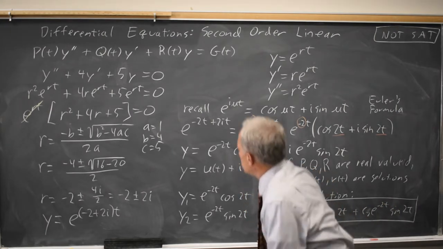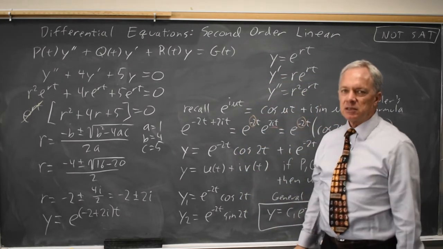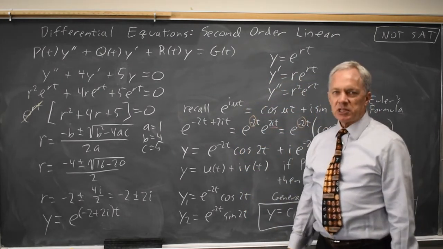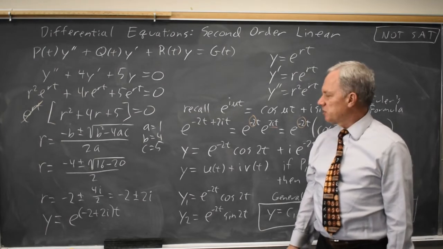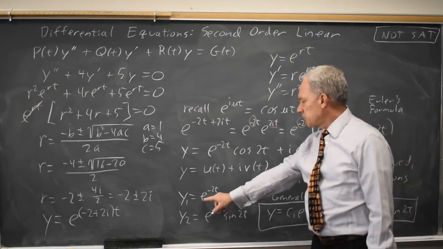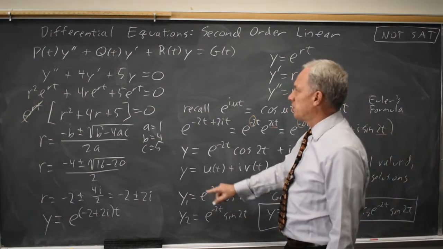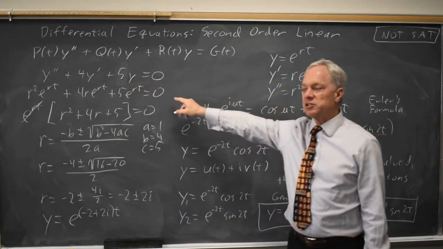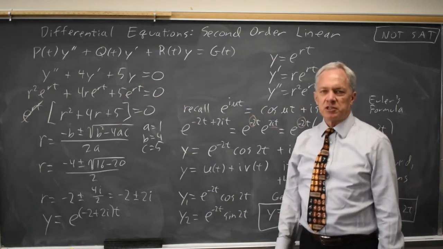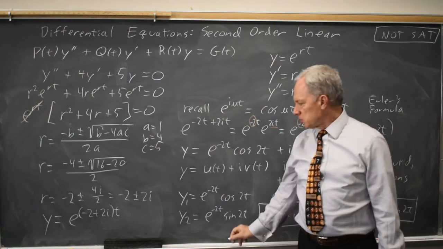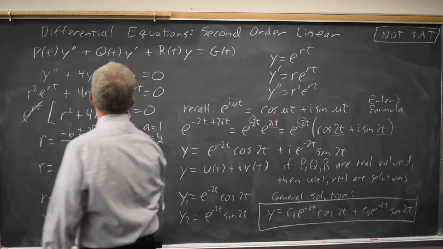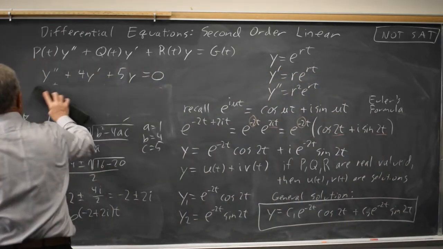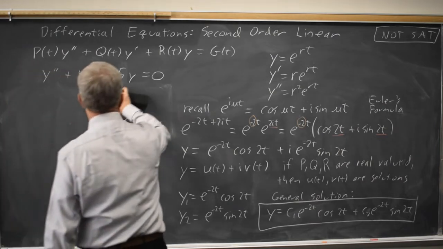If I wanted to prove that those are solutions, which is worth doing but takes more time than I want to put into this video, I could take y1 prime and y1 double prime, substitute them in here, and I would find out that it is in fact a solution. And the same for y2, y2 prime, y2 double prime. To show that they're linearly independent, I can take the Wronskian, and I will do that.